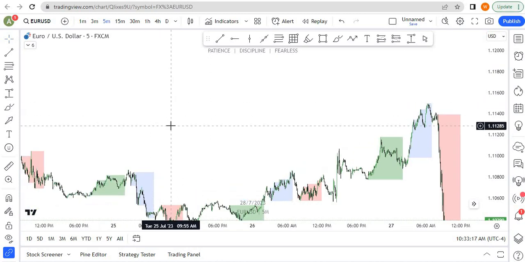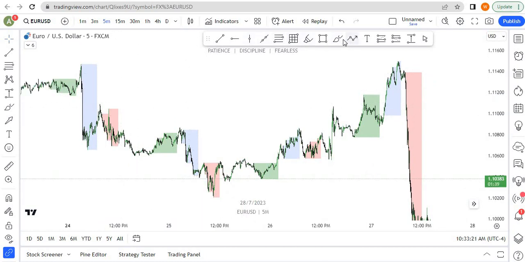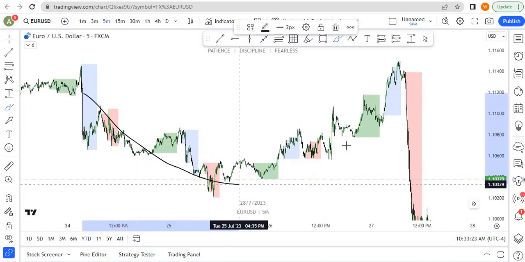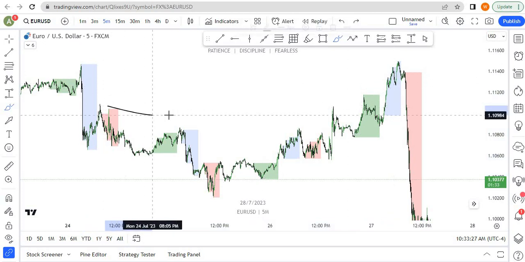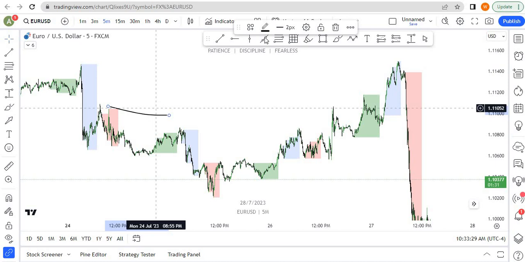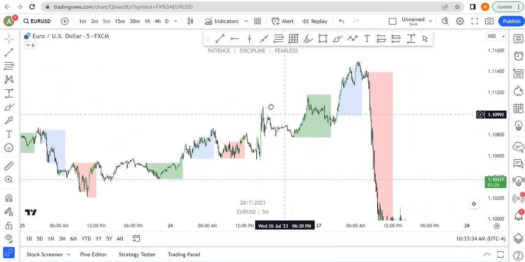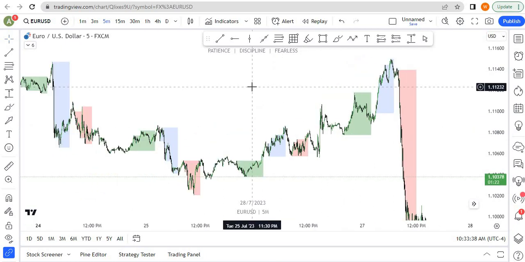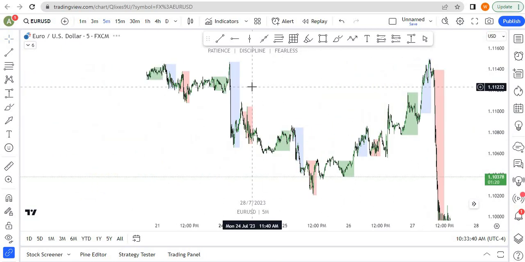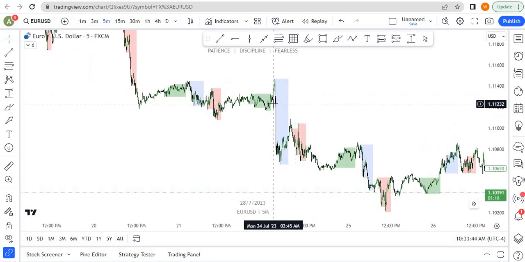So here, in this big consolidation, in this big frame, what happened? Generally in Asia time, during this optimal trade entry, the price is somewhere here. When I go back, I find something like this. This is the 24th of July, Monday.